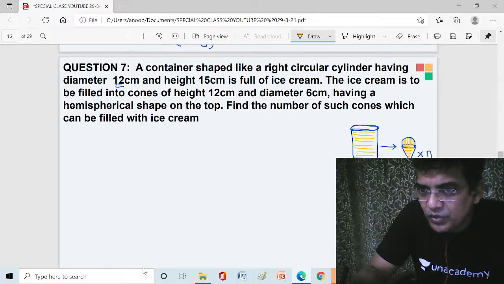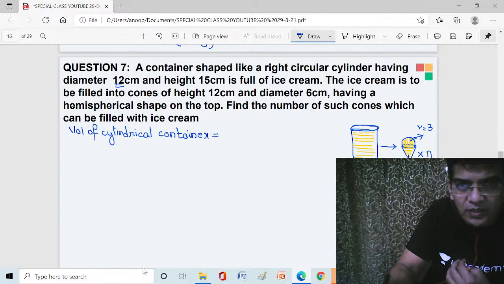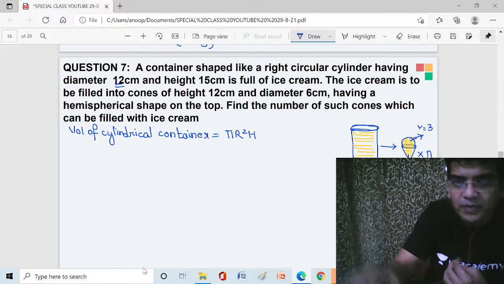Volume of cylindrical container. So the formula is pi r square h. Now remember, when you have to equate the volumes, there is no need to substitute the values just now. Now, we need to find the volume of this ice cream, which is in the shape of a cone plus hemisphere.